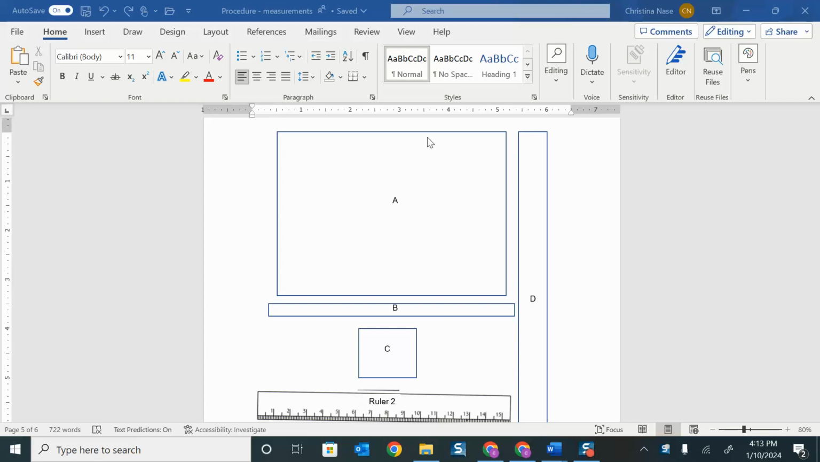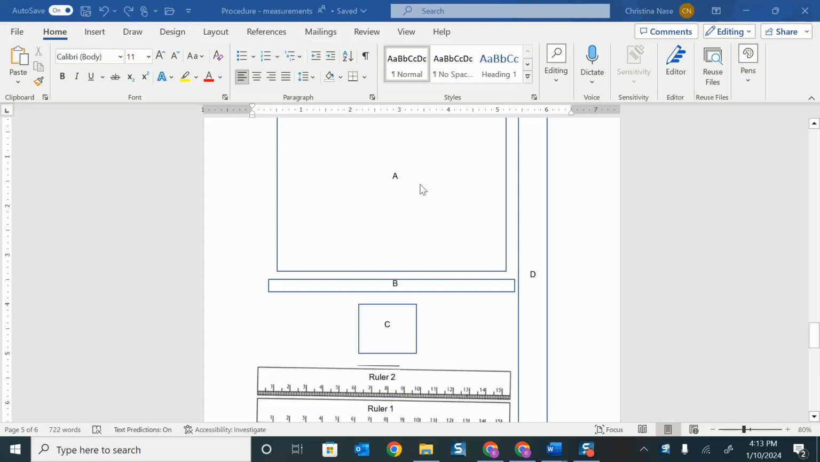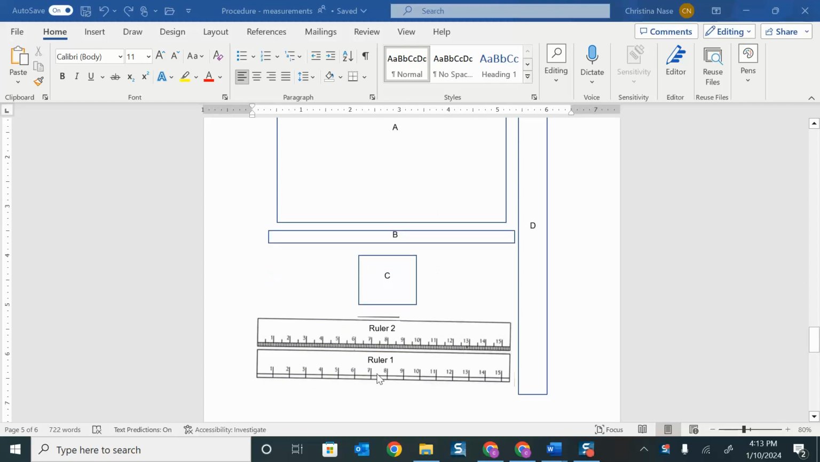Okay, I thought I'd walk you through the measurements lab. What we're going to do in this lab is really focus on our measurements and significant figures and uncertainty. You're going to have two rulers here, and you can see one ruler has a few more markings than the other one, and that's going to determine how many sig figs we can measure with these rulers.